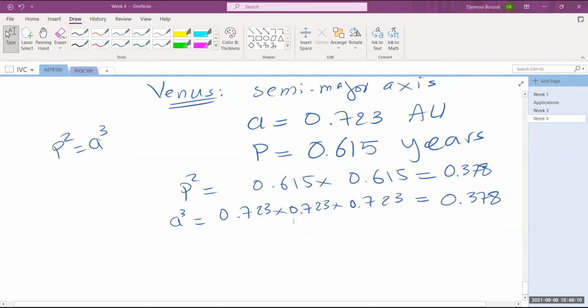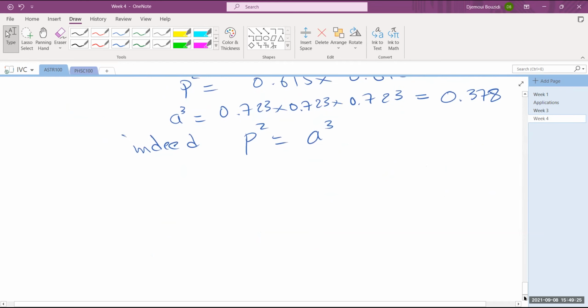And lo and behold, the 2 answers match. So indeed, p squared is equal to a cubed, because both of them equal this number with this much accuracy. Let's, as I promised, look at Mars. This is the type of calculations we're expected to do in this class now.